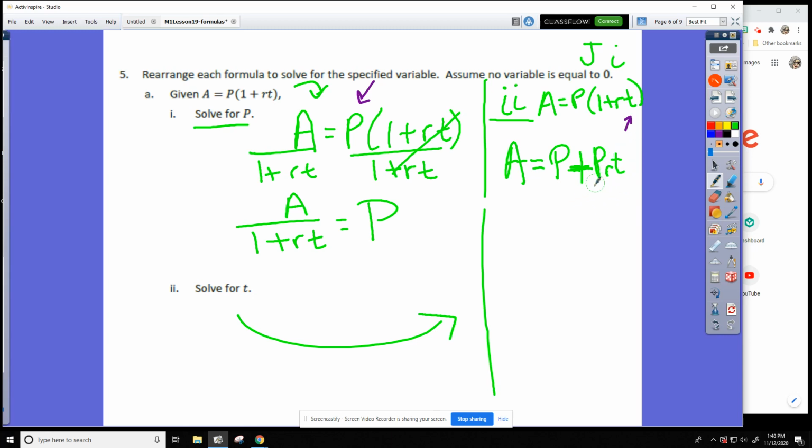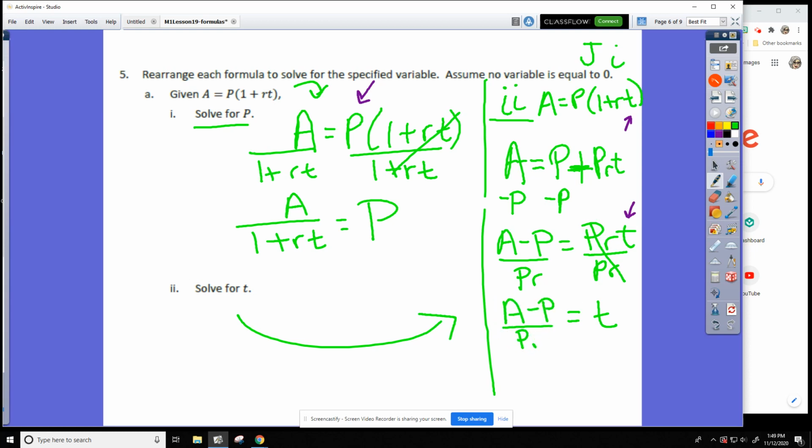Now, I want to get T alone, so I'm going to move the P. That's by itself. I get A minus P equals PRT. Now I want to get T alone. Sorry, I want to get T as in tea that you drink. So the other things with it are what I have to divide by. So I need to divide by PR and divide by PR. And you get T equals, those cancel, A minus P over PR.